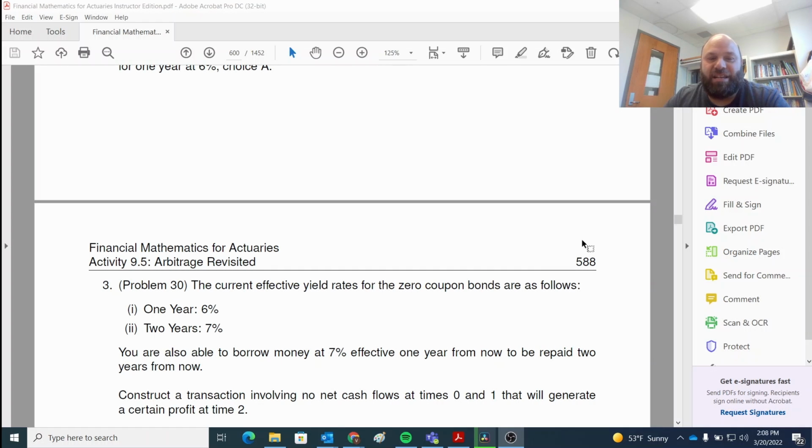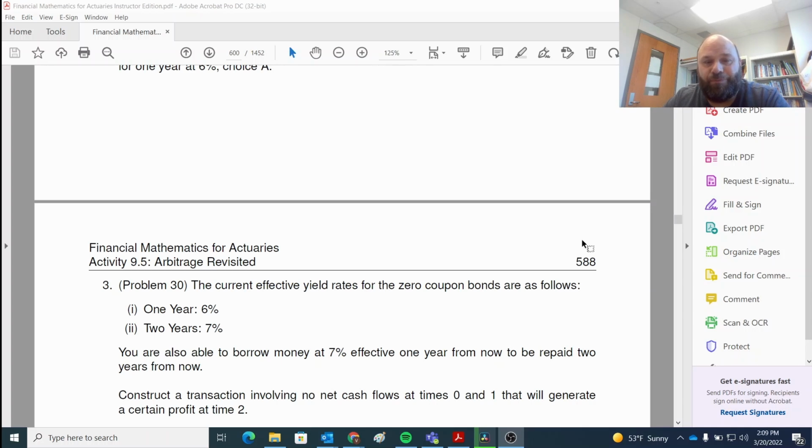All right, so let's connect this idea of synthetic transactions to arbitrage. And that's what this last problem is about. So let's say we've got this yield curve. We have a 1-year spot rate of 6%, a 2-year spot rate of 7%. But we can also borrow money at a 7% effective 1-year interest rate, effective 1 year from now, and to be paid back 2 years from now. In other words, there's a 1-year forward rate available 1 year from today at 7%, which we know, if you look at that yield curve, is not going to be the implied forward rate.